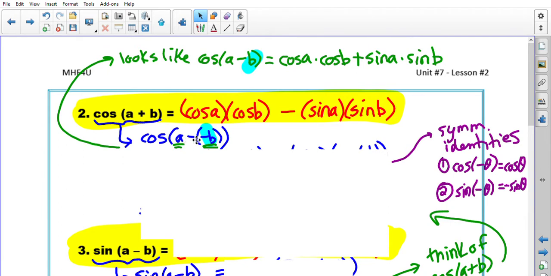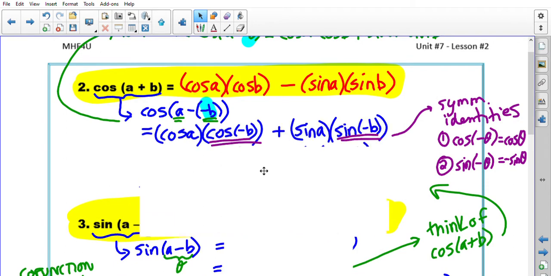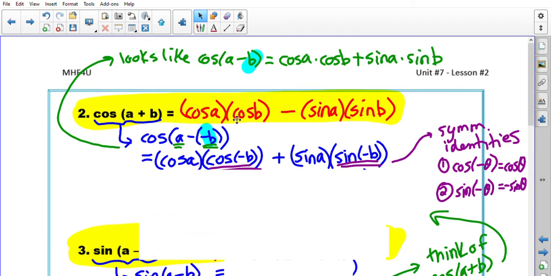But when I've written it as cos(A − (−B)), follow my green arrow here, now I've made it look like the formula on the previous page, the cos(A − B) formula, which is cos A times cos B plus sin A times sin B. However, in my scenario here, the B is really negative B. So wherever there's a B, I'm going to put negative B, because that's what it's become. So that's exactly what I've done here: cos A times cos(−B) plus sin A times sin(−B).